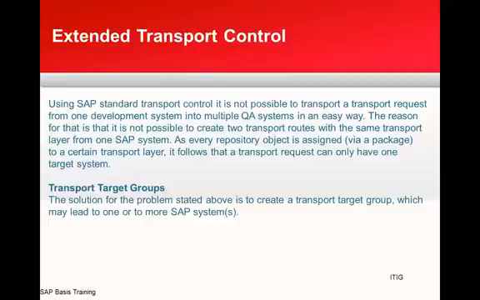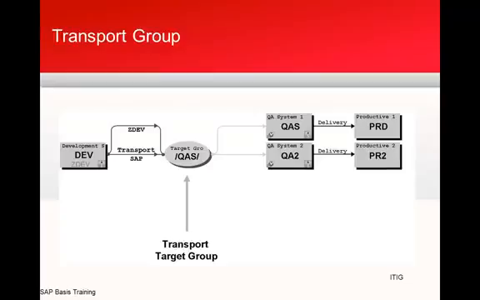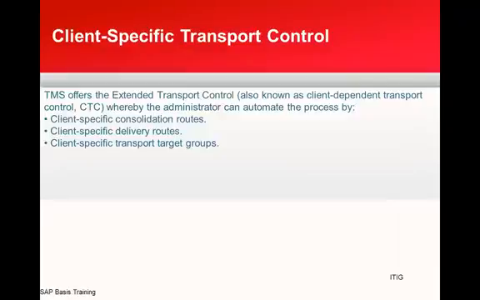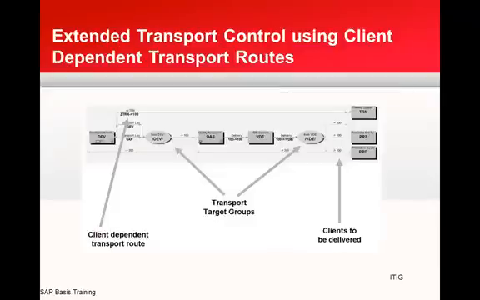Now, transport groups. Basically, the solution for the problem stated above is to create a transport group, which may lead to one or more SAP systems. So here you have created a transport group, basically to send a request to these two systems at the same time. Okay, client specific transport control. You can follow this. Extended transport control using client dependent transport.